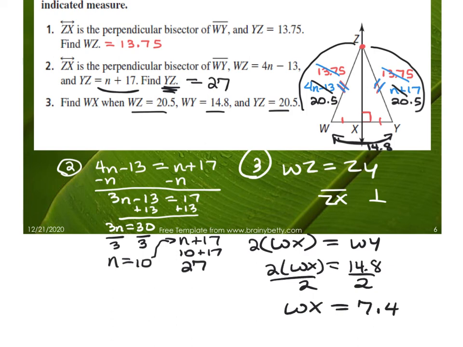Now, if it does not ask you to explain, if it only asks you to find WX, all you need to do is divide 14.8 by 2. You don't have to show the equation, you can just do 14.8 divided by 2. If it just asks you to find it, that's all you would have to do. But if it asks you to explain, you would be telling me that you were using the converse of the perpendicular bisector theorem, and you would show that WY was split into two congruent pieces, and that's why you were dividing by 2.